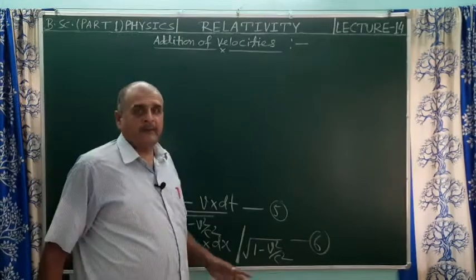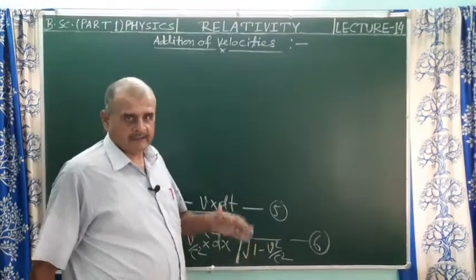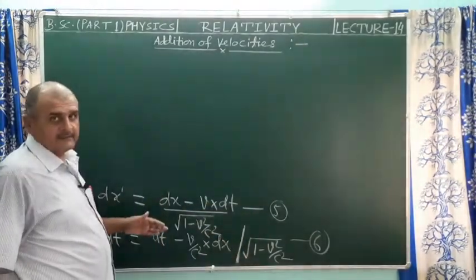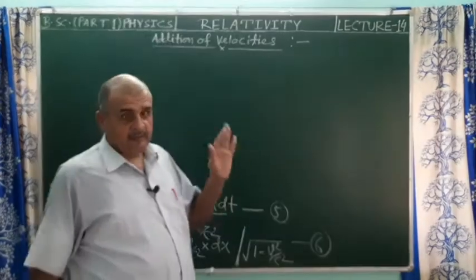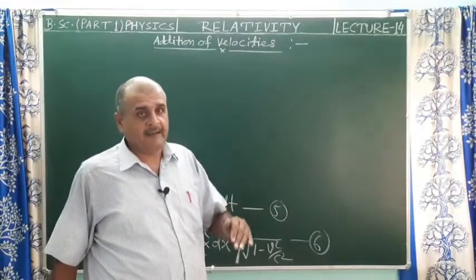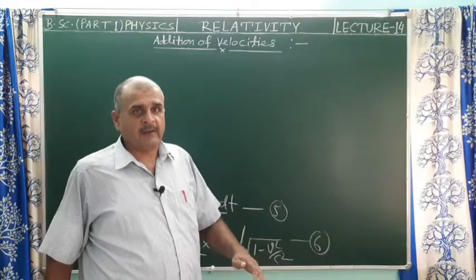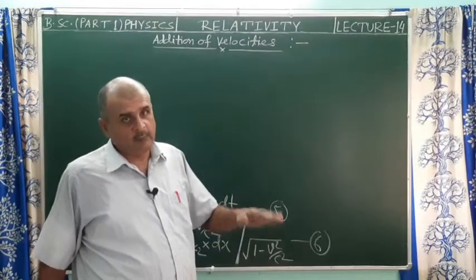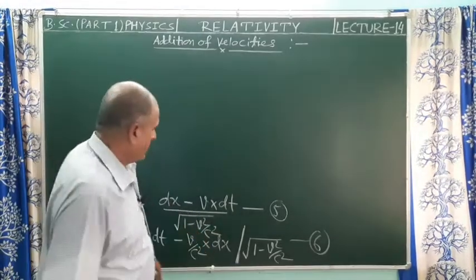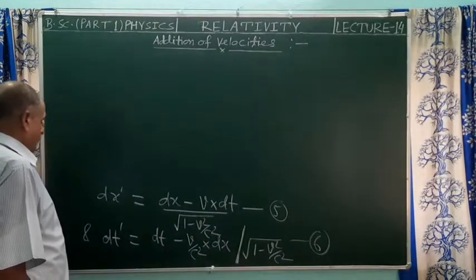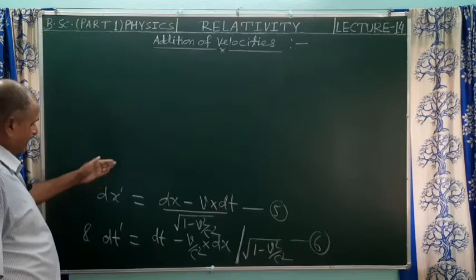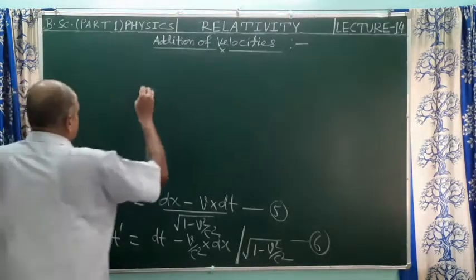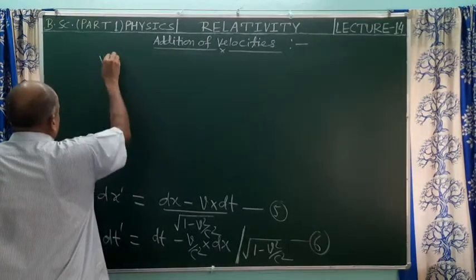Now the velocity of the body relative to frame S dash is u dash. हमने सपोज किया है कि बॉडी का स्पीड फ्रेम S डैश में u डैश है, और उसी बॉडी का स्पीड फ्रेम S के रिलेटिव या फ्रेम S में u है. तो अब फ्रेम S डैश में उस बॉडी का स्पीड होगा कितना, u dash is equal to dx dash upon dt dash.